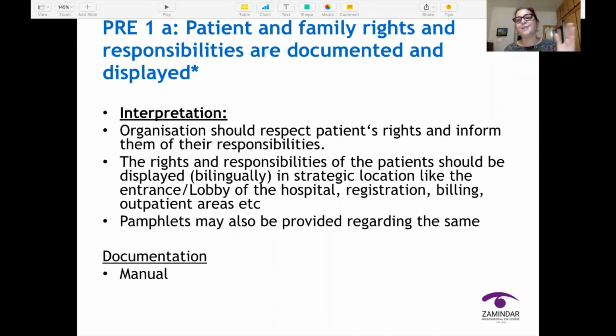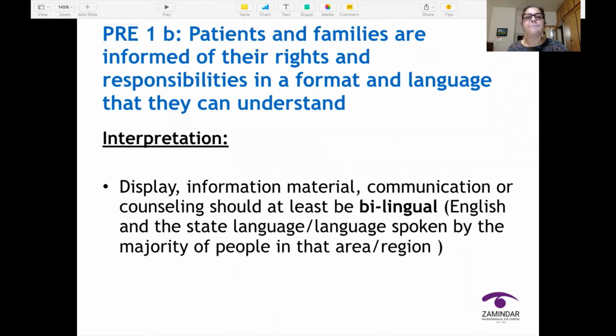PRE 1A: patient and family rights and responsibilities are documented and displayed. Wherever there is a documentation need, there is an asterisk, and you need to have proper documentation of what the family rights and patient rights are. We will talk about them in detail through the chapter, but they should be included in your manual, of course, and displayed in all strategic areas like your lobby, registration, billing, basically all patient care areas.